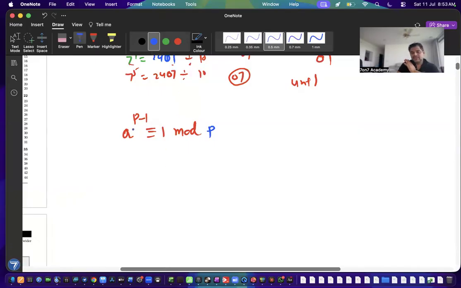So first, just apply this. Take 7 here. So if you have a raised to 6, which is 1 less than p, that would give you remainder 1 if you divide by p, that is 7. Agree? Now, Anvika, what can I put in place of a?